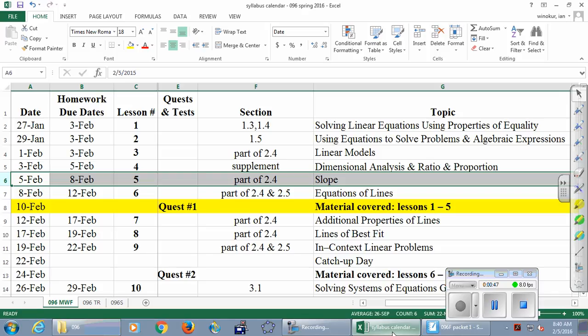Now, quest is just basically a hybrid of the word quiz and test. What we have is something that's bigger than a quiz and maybe smaller than a full-fledged test. So we call it a quest. Our very first quest is coming up on Wednesday, February 10th. The material covered on that particular quest is lessons 1 through 5.